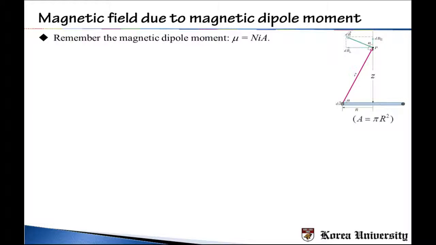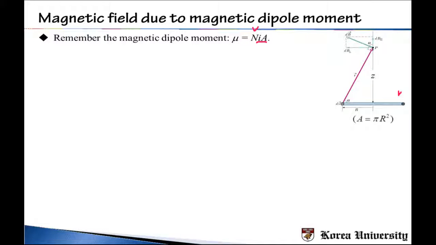In order to do that, let's bring up our memory and try to remember what the magnetic dipole moment was. In the previous chapter, the magnetic dipole moment was defined as the current multiplied by the area of the current loop. And if there is more than one turn, you have to multiply by the number of turns, which is capital N here. It's just like the figure shown here.